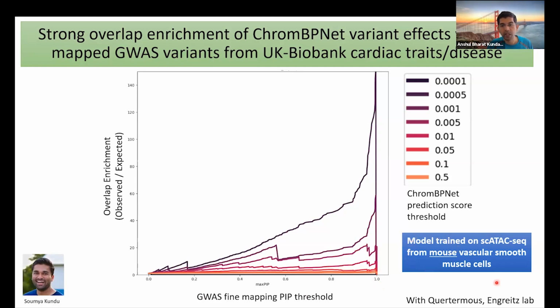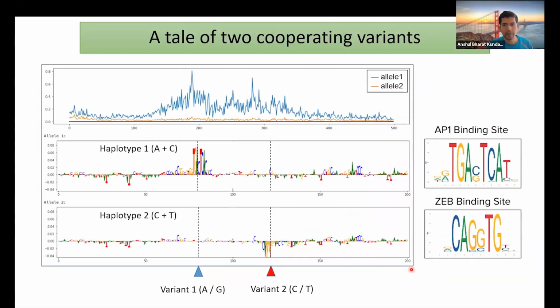And one thing I didn't mention is this model is not even trained on the human genome. It's actually trained on vascular smooth muscle cells, ATAC-seq data in mice. So this is really cool because we can also train models in other species where you have data from tissues or cell states which are hard to obtain from humans, and those models can still generalize quite nicely.